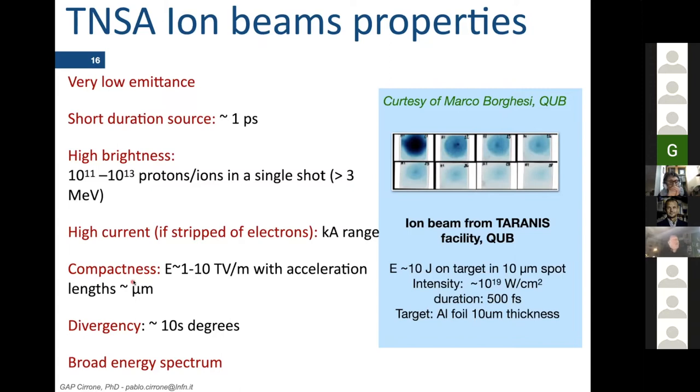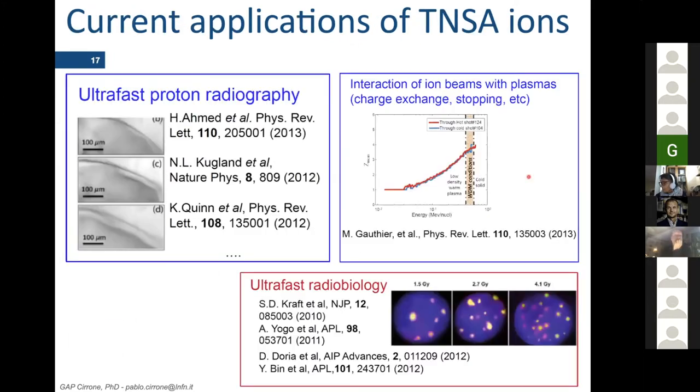There are some negative aspects of this beam. Negative, it depends again on the application you have to do, but usually these beams have a very huge angular divergence and a very broad energy spectrum. This is again a typical image of these proton beams accelerated with the system. This one is the system at Queen's University in Belfast. It's another laser system, and the protons generated are detected by radiochromic film.